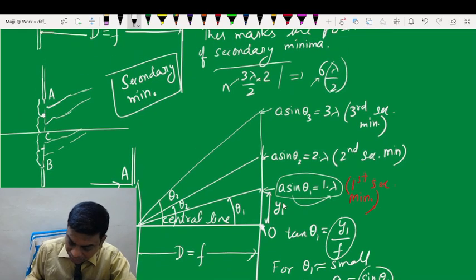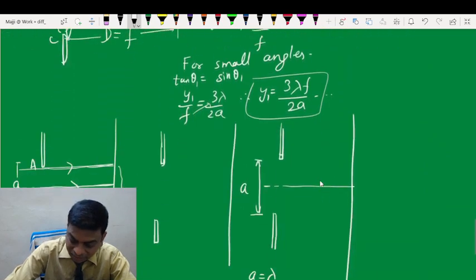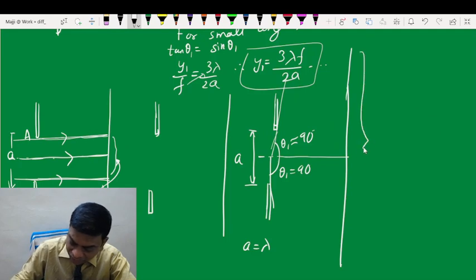If you put A sin theta 1 equal to lambda and A equal to lambda, then sin theta 1 will be 1. So theta 1 is 90 degrees. That means the first minimum itself is at 90 degrees. 90 degrees means almost the light will be like this. This is approximately 90 degrees. Same thing here also. This is approximately 90 degrees. So the entire screen is illuminated.